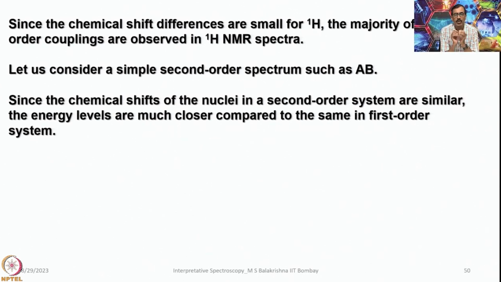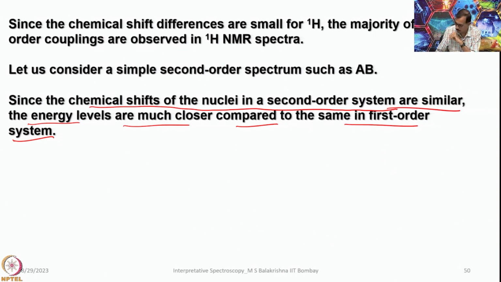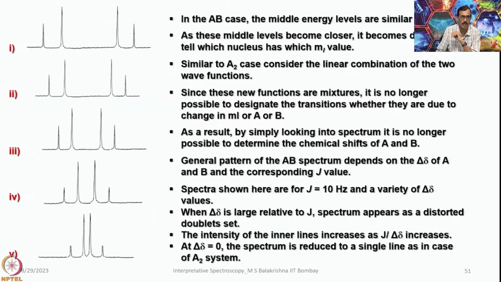Since the chemical shifts of the nuclei in a second order system are similar, the energy levels are much closer compared to those in the first order. This is very, very important when we differentiate between first order coupling and second order coupling. The chemical shifts of the nuclei in a second order system are very similar. That means they have chemical shifts much closer. The energy levels are much closer compared to those in a first order spectrum.